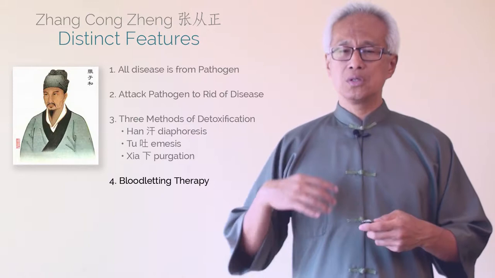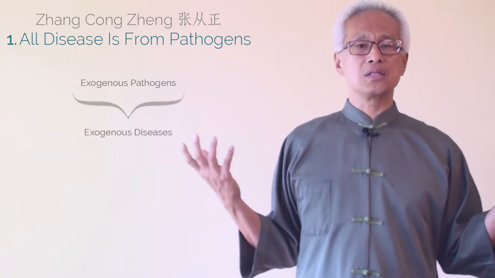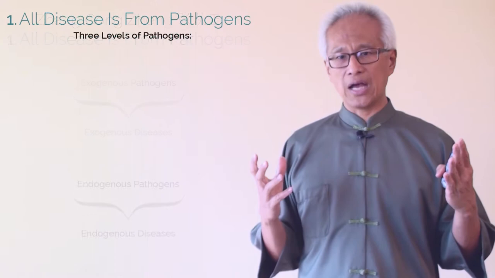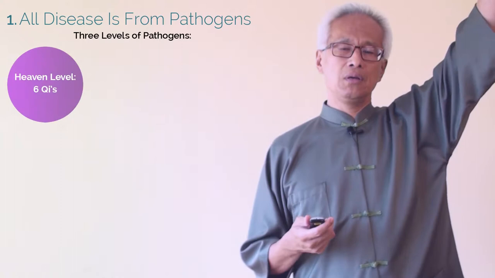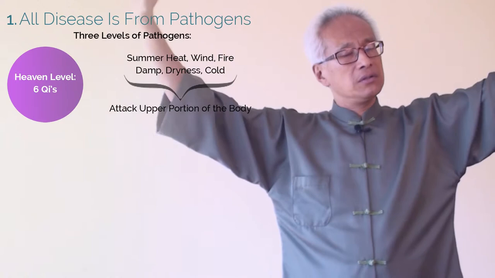So number one, his first contribution is that all diseases come from pathogens. He basically says exogenous pathogen causes exogenous diseases, and endogenous pathogen creates endogenous diseases. And the pathogen can have different kinds. There are basically three levels of pathogen. There is what we call a heavenly pathogen, and this relates with climate: wind, heat, summer heat, damp, dryness, cold. This heaven style of pathogen attacks the upper part of our body.